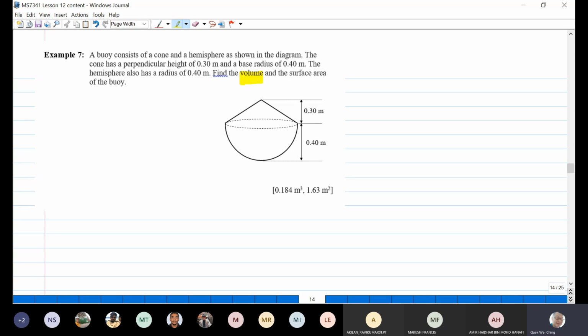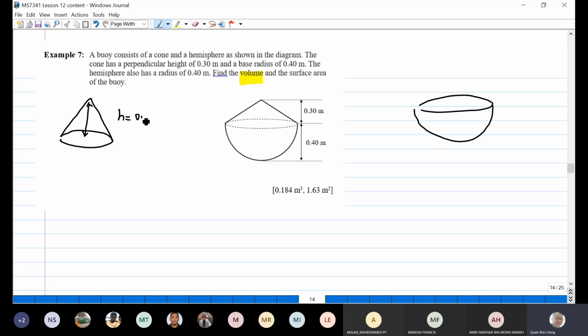Find the volume of this buoy. This buoy consists of two parts. One is a cone. If you draw the cone, one is a cone, and one is a hemisphere. A hemisphere is half a sphere. What do we know about the dimensions of this? First, we want to find the volume. The height is 0.3, so this is 0.3 here. Height 0.3. Width is 0.4, so r equals 0.4.